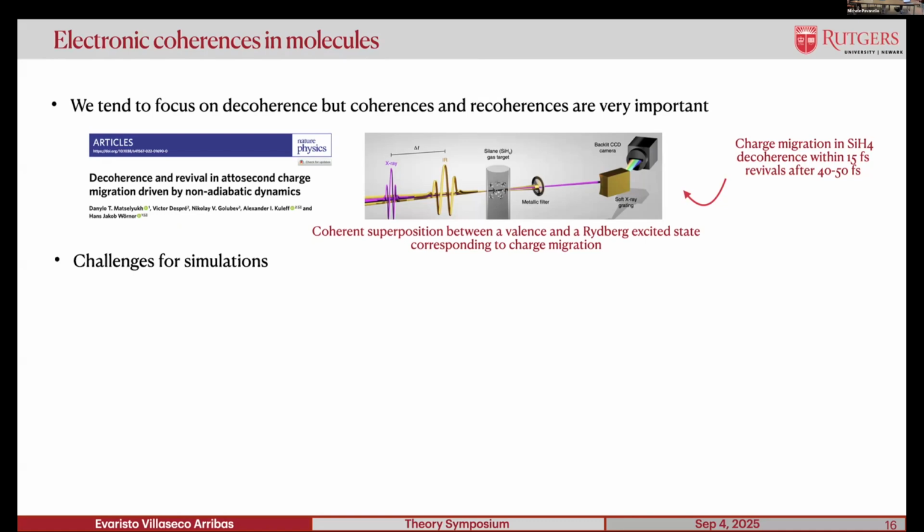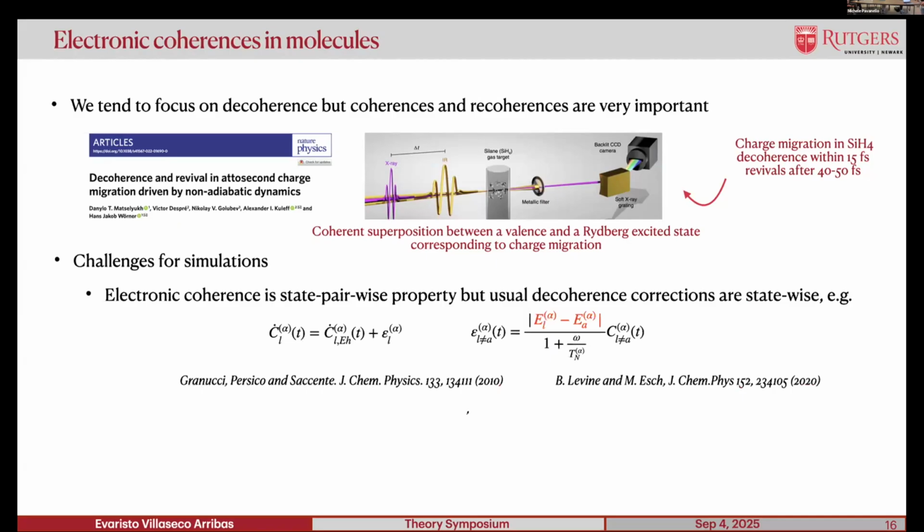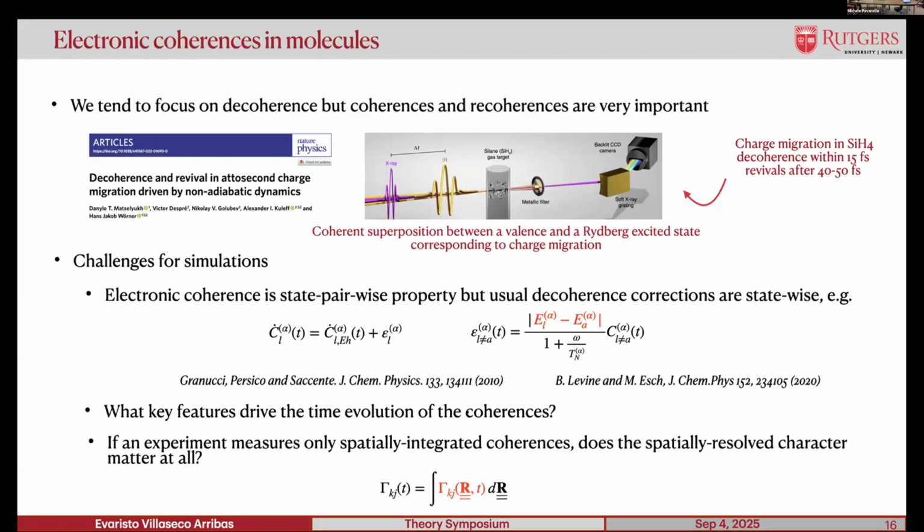So what are the challenges for simulations? Electronic coherence is really a state pairwise property, and I will tell you what that means. But the usual decoherence corrections are statewise. By that I mean they impose a correction which depends on the active state and non-active states, just a pair of states. And you will quickly see why that's not the right physics. What are the key features that drive the evolution of the coherences, and also if an experiment measures only the spatially integrated coherences, does the spatial dependence matter at all? And the answer is yes. And it turns out that you can actually measure coherences with sub-angstrom resolution, which is quite impressive.